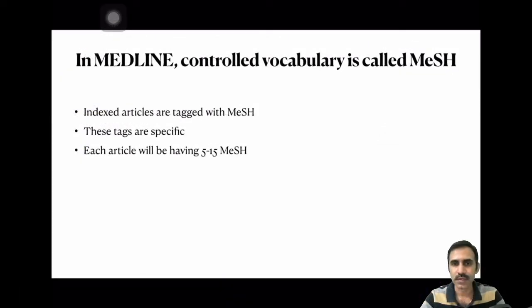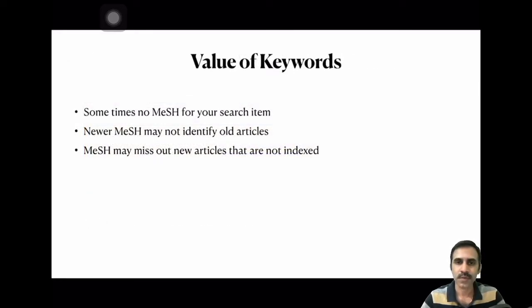All in-text articles will be tagged with MeSH terms. These tags are very specific, and each article will have 5 to 15 MeSH terms. Sometimes no MeSH term will be available for your search item, and newer MeSH terms may not identify older articles. MeSH may miss out new articles because they may not be indexed yet. So we have to use a combination of MeSH terms and keywords.